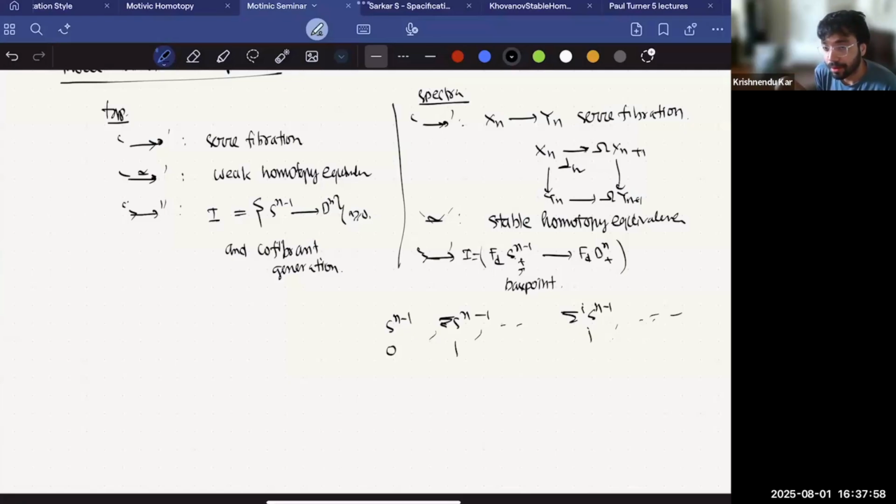That's all. That's literally all it means. So plus always means a base point in topological spaces in general. So that means that this is your zeroth space now.